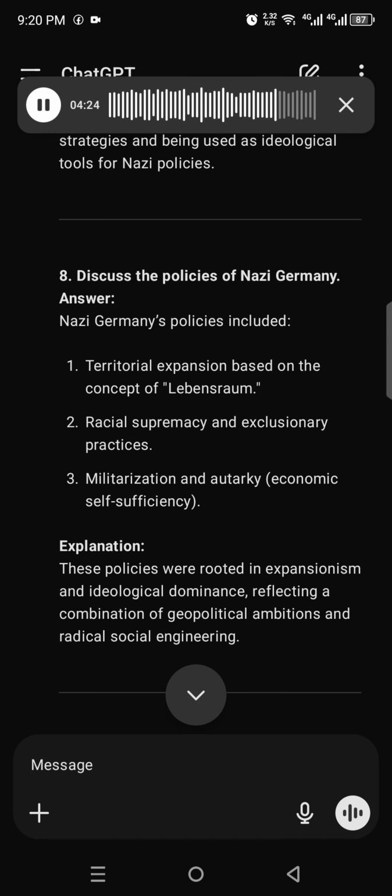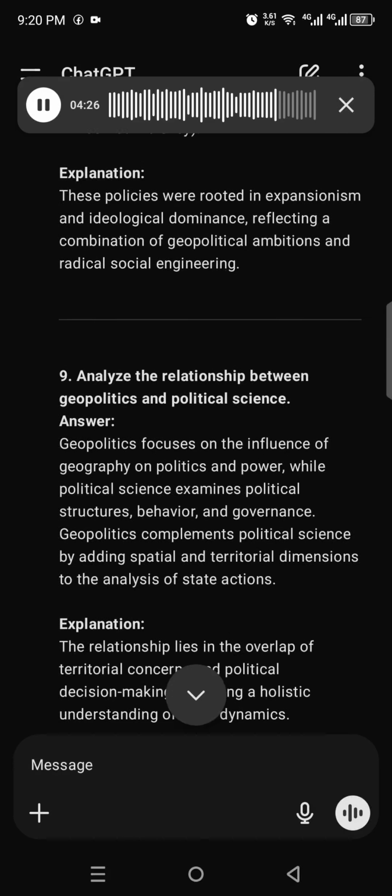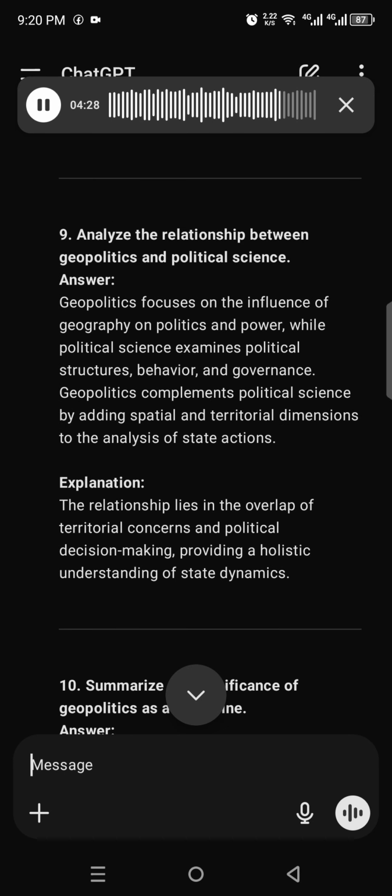Answer. Geopolitics focuses on the influence of geography on politics and power, while political science examines political structures, behavior, and governance. Geopolitics complements political science by adding spatial and territorial dimensions to the analysis of state actions. Explanation. The relationship lies in the overlap of territorial concerns and political decision-making, providing a holistic understanding of state dynamics.